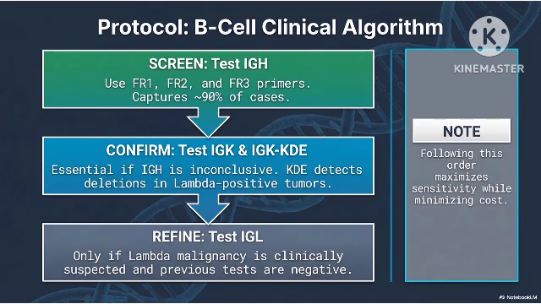So the basic clinical algorithm would be a screening test, IgH with FR1, FR2, FR3 primers. It captures almost 90% of cases. In cases where you feel somatic hypermutation is there and the IgH assay is failing, you test for IgK and IgK-KDE. To further refine in lambda positive tumors, you can go for IgL testing. If you follow this order, it maximizes your sensitivity while minimizing cost.